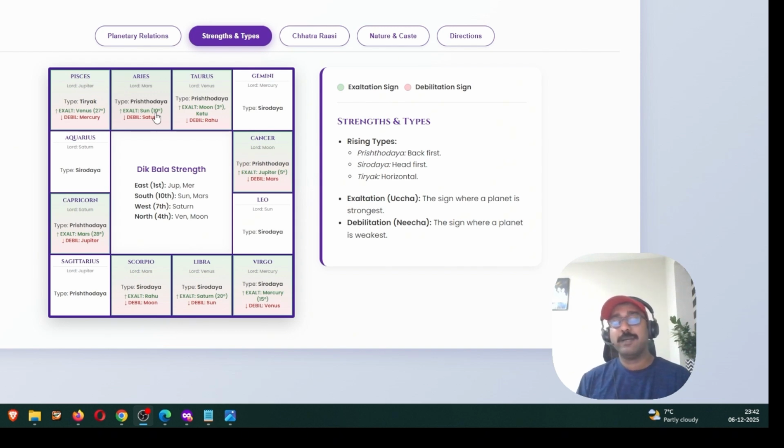And if it is rising on the horizon from the back first, for example Taurus, the sign of the bull, it will rise with the back first. In the rising ascendant, you'll see the back of the bull first, and that is considered a bit negative. So these three strengths and types of the specific Rashis, the back first, the head first, and the horizontal, which in the book are written as Prishtodaya, Shirodaya, and Tiryak, in short, this specific strength of the Rashi will be considered during the query.